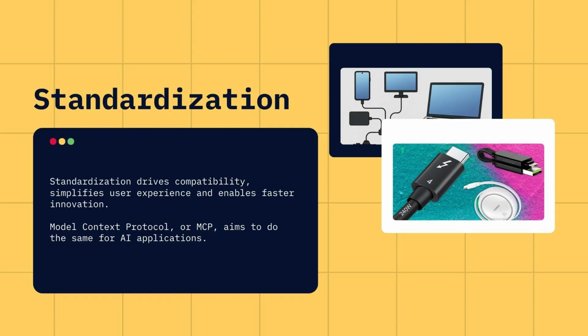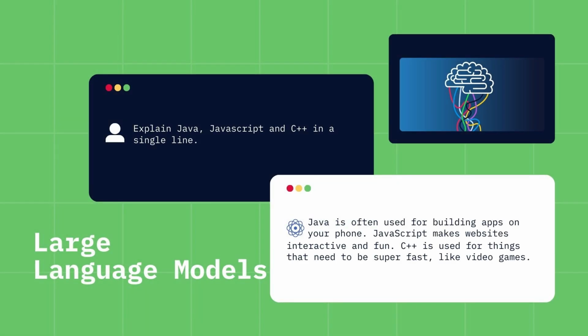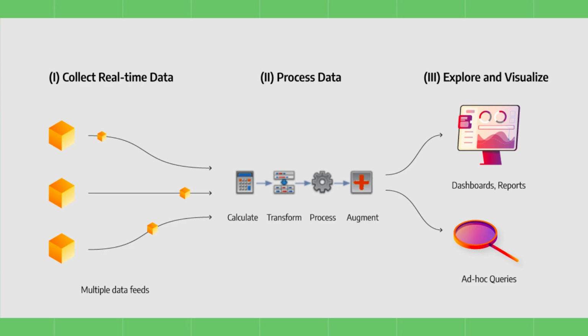Let's dive in. By mid 2024, large language models, or LLMs, were incredibly powerful, capable of understanding and generating human-like text. However, they had a significant limitation. They couldn't easily access real-time data or interact with external tools like calculators, web searches, or databases.